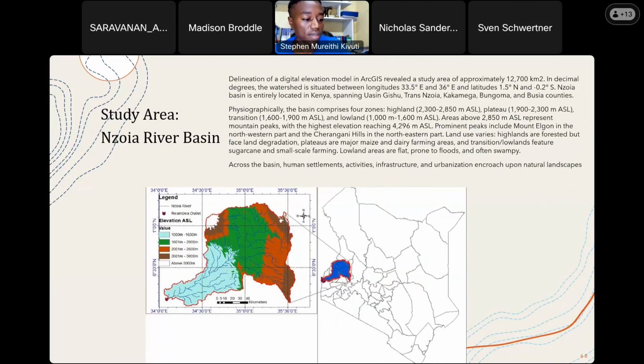So this is the basin we used. We have provided all the information, but what you need to know for the purposes of this project was that the basin is located near the equator, and there are 4 zones. We have a lowland zone, a transition zone, a plateau zone, and a highland zone. And we should also note that degradation was observed as we were analyzing the study. So move to the next slide.